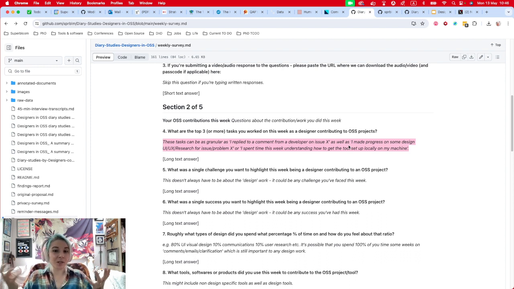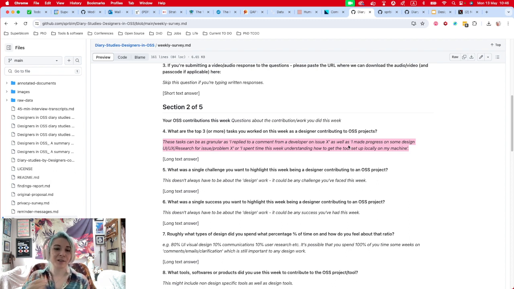Because we're interested in what's going on in designers' lives. Our contributions to open source software can't really be contained just within the open source software project. There are going to be other things happening in life that impact our ability to contribute, whether we're being paid or unpaid for those contributions. So we're interested in what those factors are and how we can understand them better, essentially.